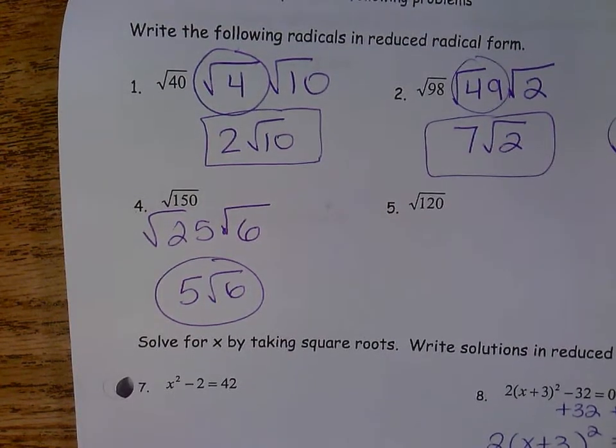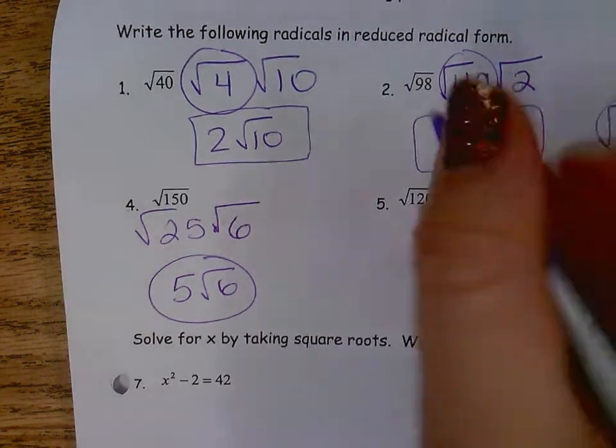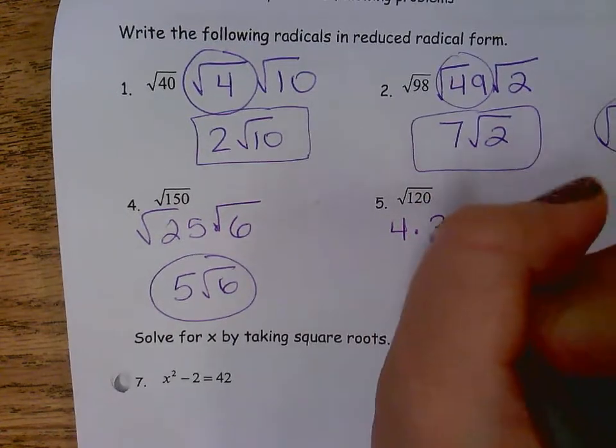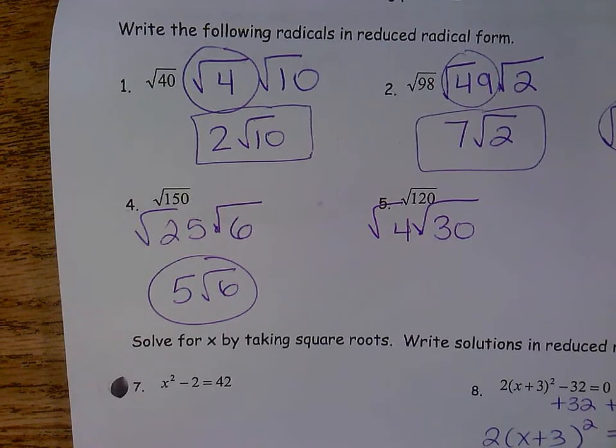All right, 120. I can't do 12 times 10. Those are not perfect squares. 12 and 10 are not in my list. I can do 4 times 30. And I put the 4 first because I'm going to take the square root of the 4. So I get 2 root 30.